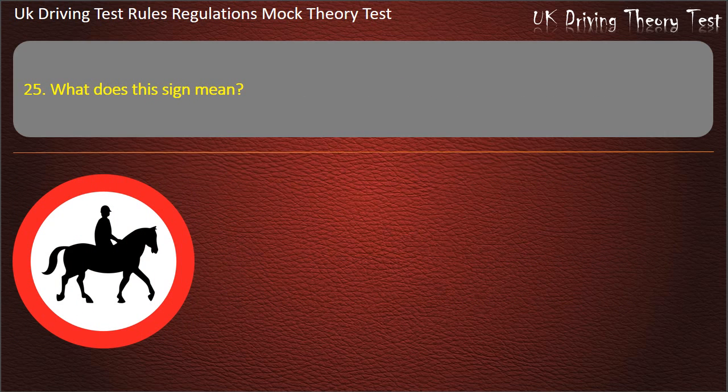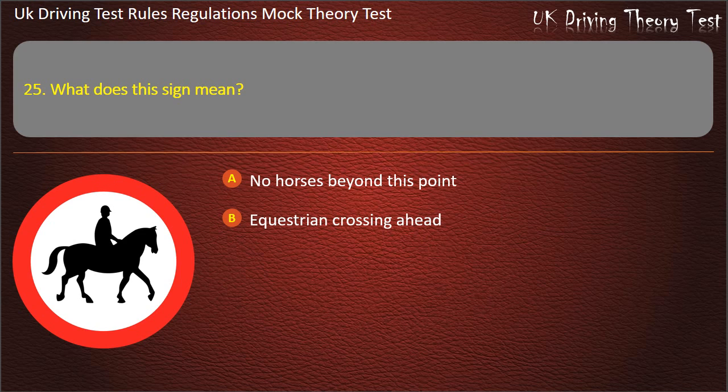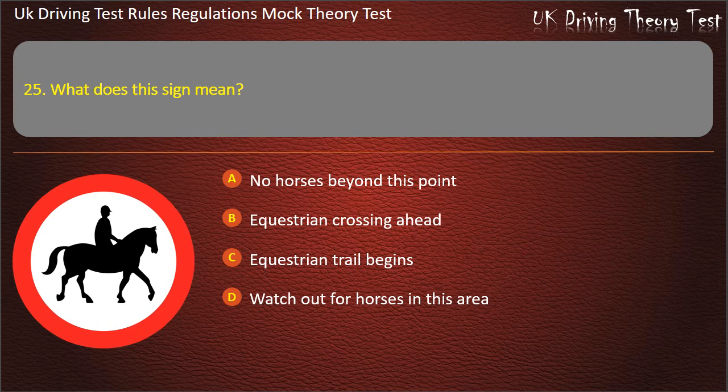Question 25. What does this sign mean? No horses beyond this point. Equestrian crossing ahead. Equestrian trail begins. Watch out for horses in this area. Answer. No horses beyond this point.